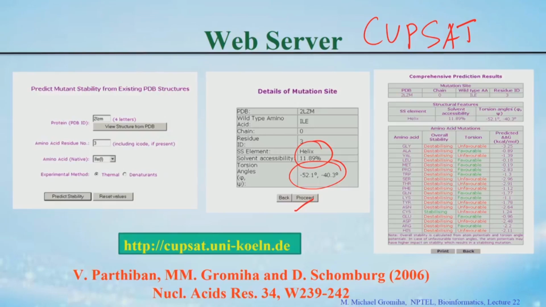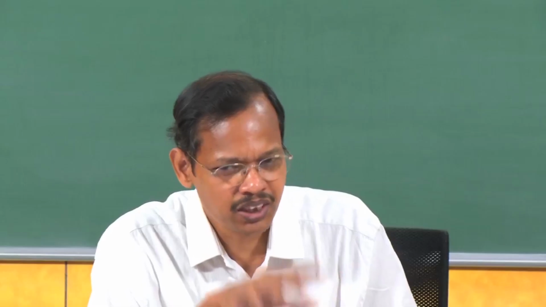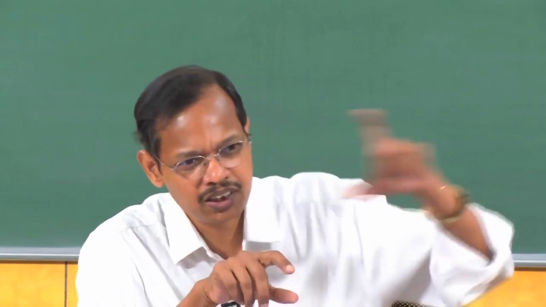Then finally, it will give the prediction results. For this mutation, the residue is mutated to all the 19 cases, and here the overall stability, whether stabilizing or destabilizing, torsions favorable or non favorable, and you can see the predicted delta G. So, in one stretch you can get all the values for all the 19 mutations. This case requires the structure, because we need to calculate the distance potential and the torsion potentials, that requires structure.